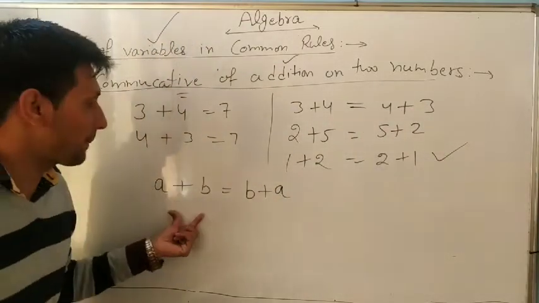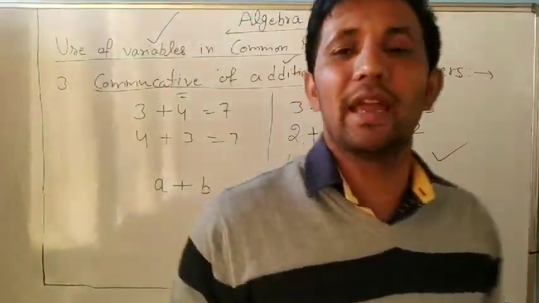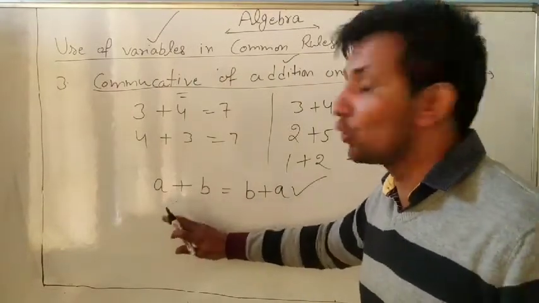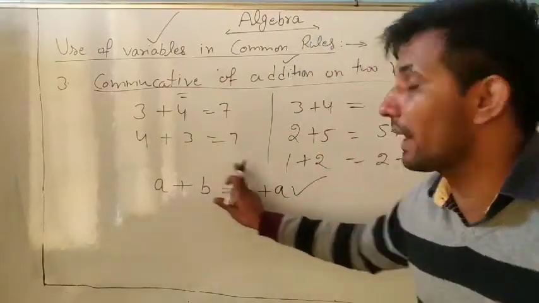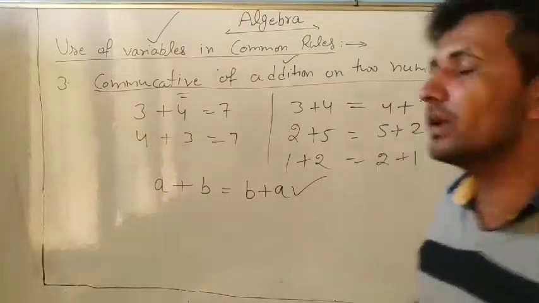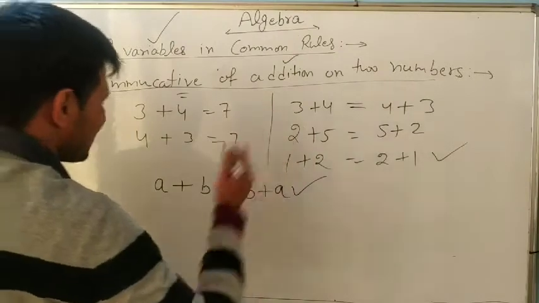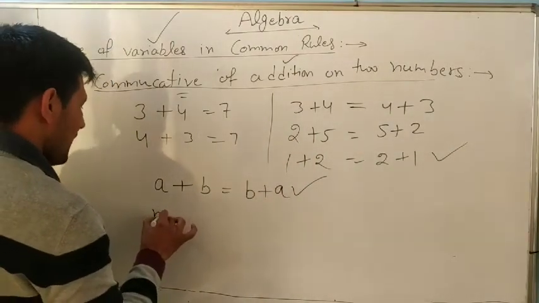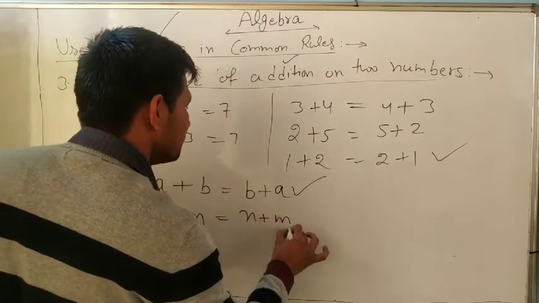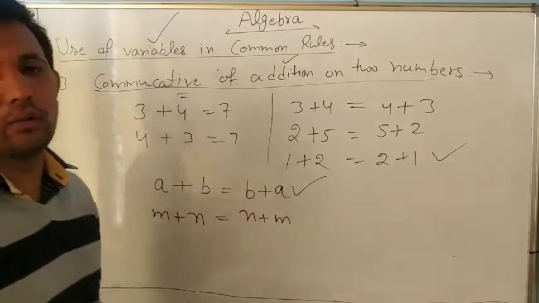Either you will write A plus B or you will write B plus A. So it is the commutative property of addition, but on variables. They are variables: A plus B equals B plus A. Understand? Another example: you can write M plus N equals N plus M. We already noted down this example.